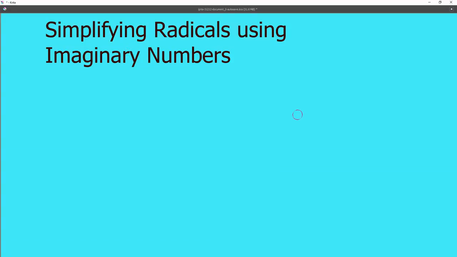Okay, so today we're talking about imaginary numbers. So we're simplifying radicals using imaginary numbers. So let's just do a quick review on what radicals are, okay?